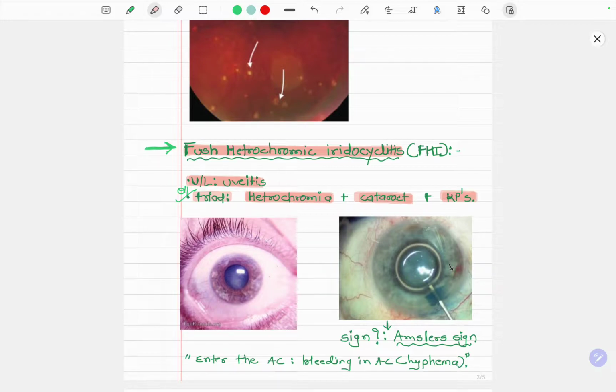On the right side image is a sign, which is Amsler sign, seen in Fuchs heterochromic iridocyclitis. What is it? When you try to enter the anterior chamber, it bleeds and fills with blood, which is hyphema. That is Amsler's sign. So Amsler's sign is seen in Fuchs heterochromic iridocyclitis. Simple.